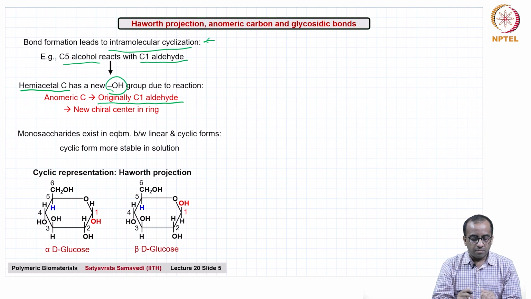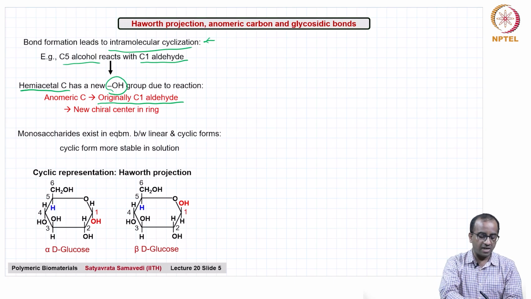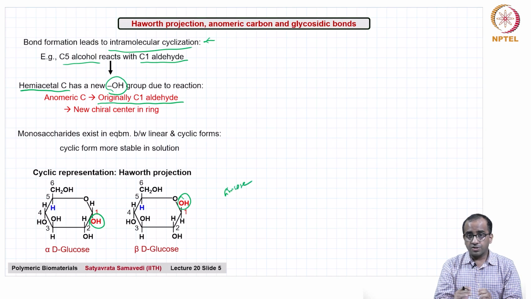And the chiral carbon, which is C1, leads to 2 anomers, namely the alpha form and the beta form, depending on the placement of the hydroxyl. If it is below it is called alpha, if it is above it is called beta.